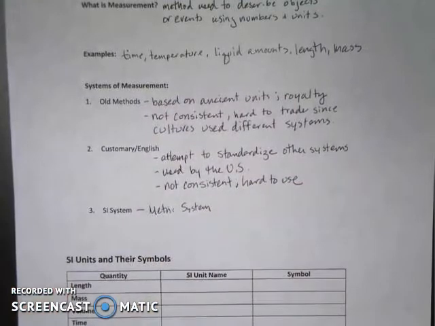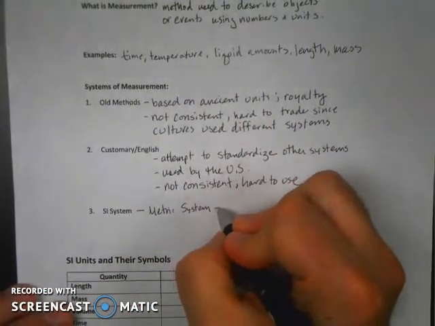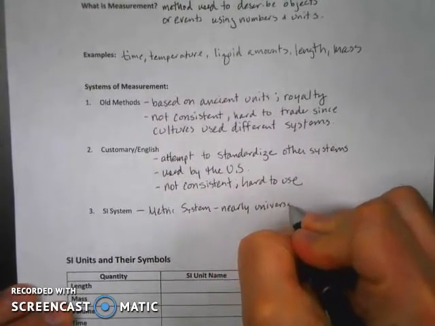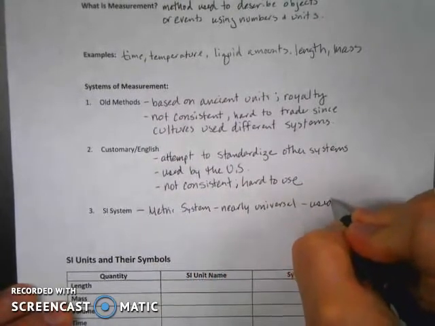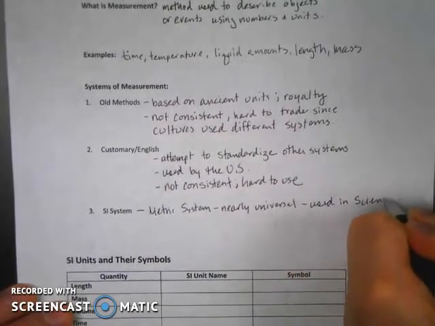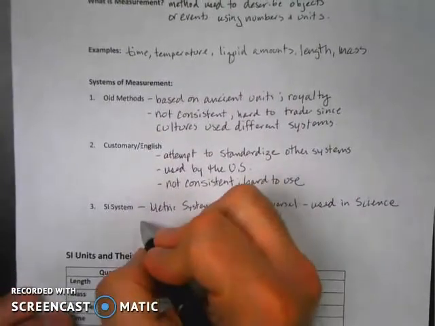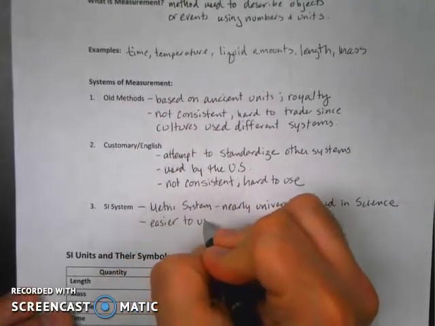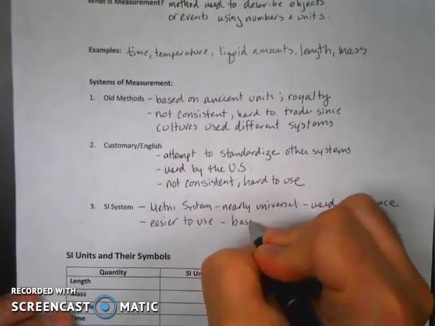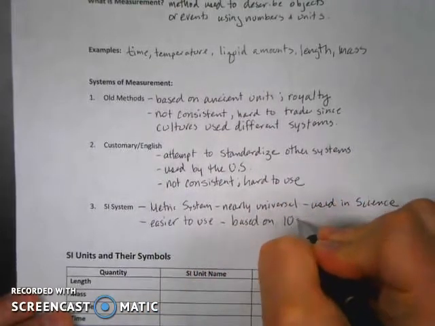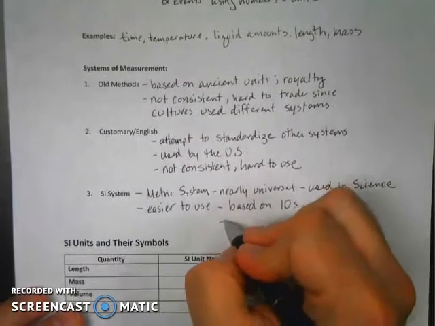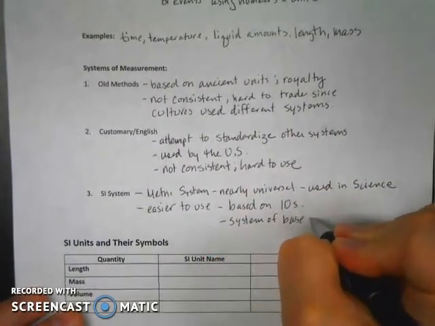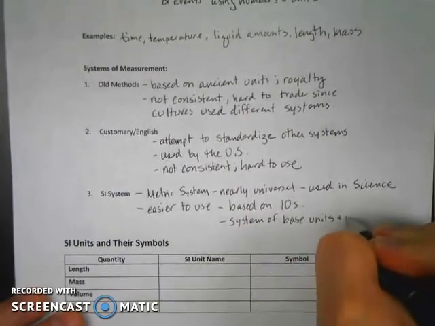So the SI system, which we know as the metric system, was developed. And this was around 1800 in France, and it's nearly universal. And the big thing here is it's used in science. So this is the one that we use in science class. One, because it is almost universal, and it's easier to use because it's based on the number 10. And we end up with a system of base units and prefixes.